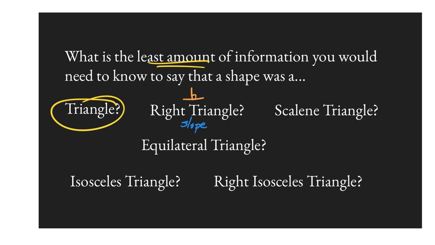Well, what if it's a scalene triangle? Now we don't care about angles. We care about side lengths. So now we need to find the length of each side and show that they're different. What if it's an equilateral? Now we're finding the length of all the sides to show that they're the same. What if it's an isosceles triangle? Now we're finding 2 lengths that are the same. What if it's a right isosceles? Now we need 2 sides the same length, and we need to find a slope to show the right angle.